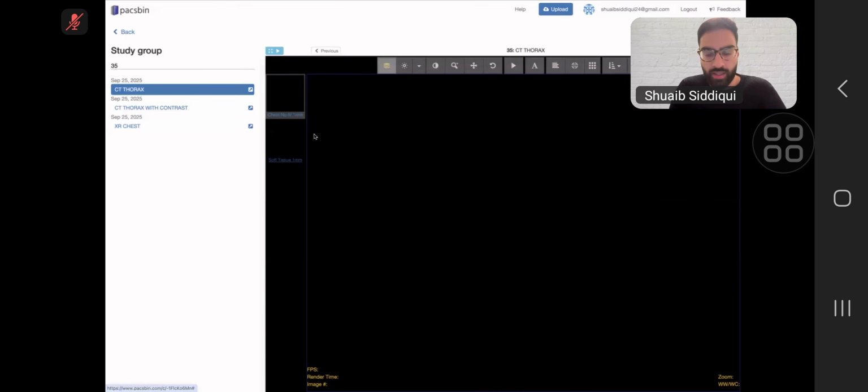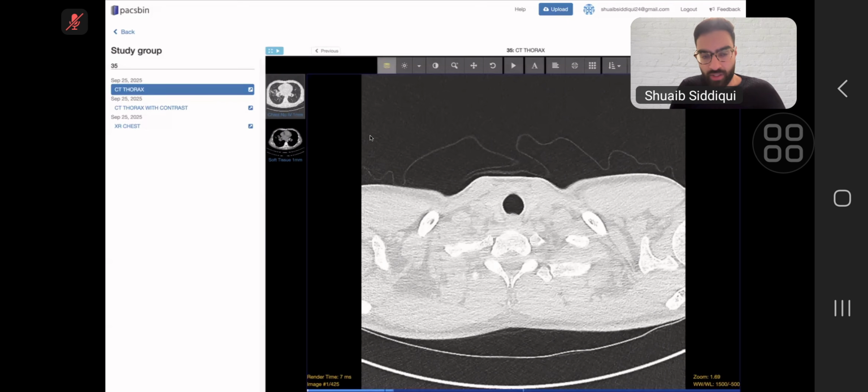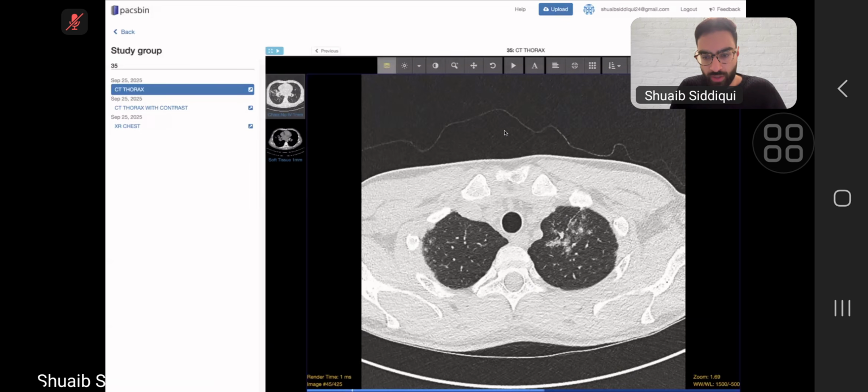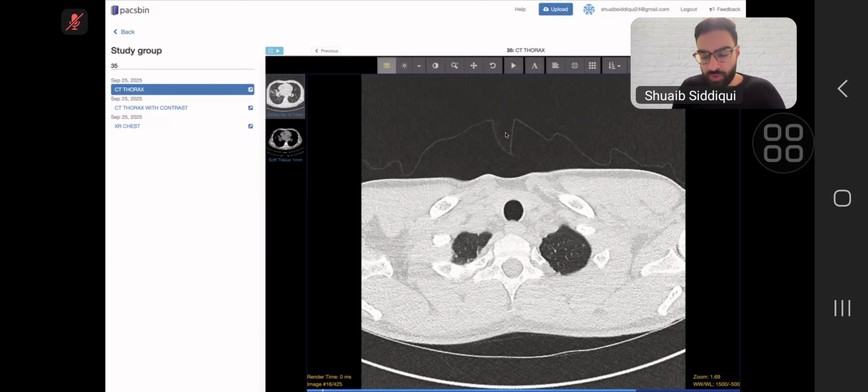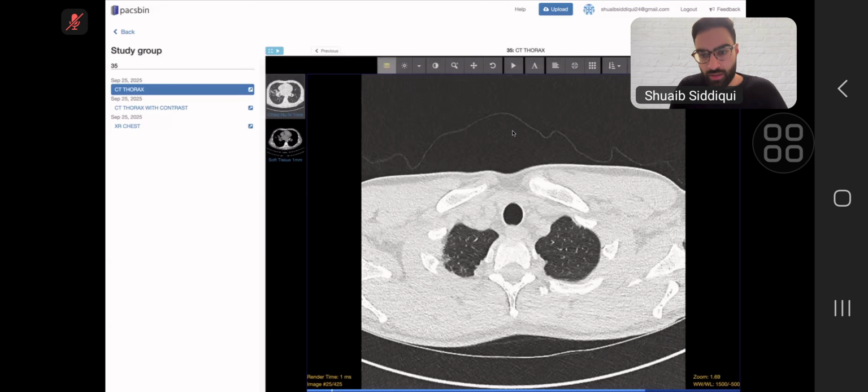Okay, so let me show you another CT that they had. They had a CT after this as well, a period after. I'll scroll through this one and let me know if this confirms or changes your diagnosis.